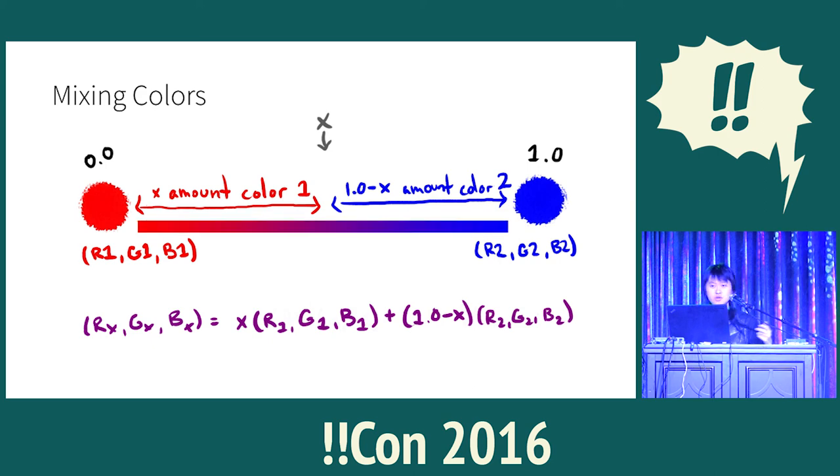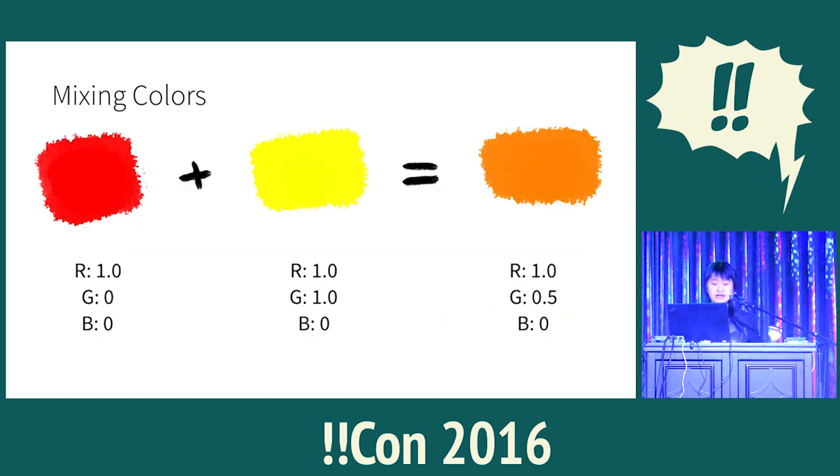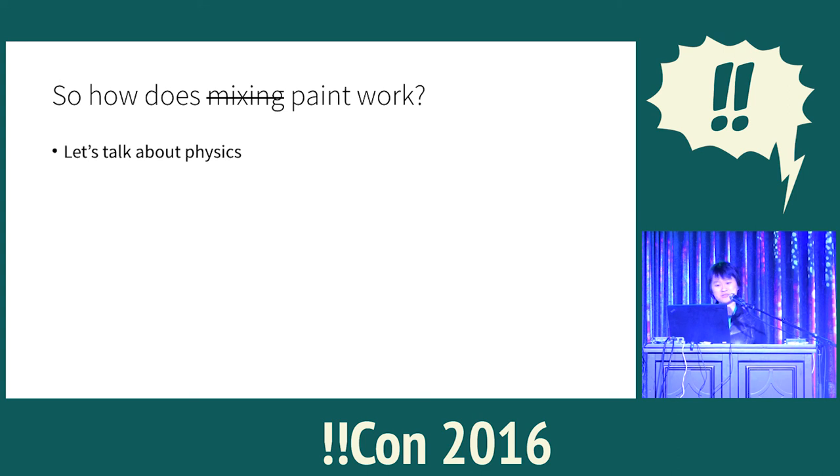And that is what's used to create gradients in computers. The closer you get to position 0, or red in this case, the more red it is, and the closer you get to 1, the more blue it is. And for a lot of colors, this looks pretty good. I don't know how accurate the color representation is on these slides, but red and blue mixed together does make something that resembles purple. And red and yellow makes a color that looks like orange, but sometimes it doesn't work quite as well. Because of the nature of RGB, when you mix yellow and blue, you get gray. So this is not exactly how mixing paints works, so let's talk about how mixing paints does work.